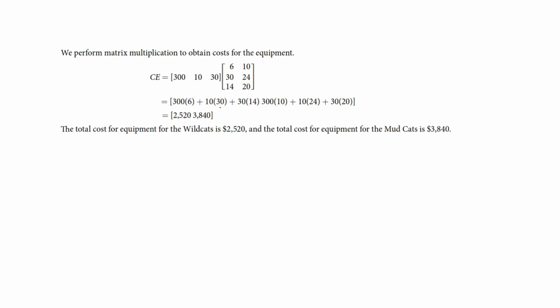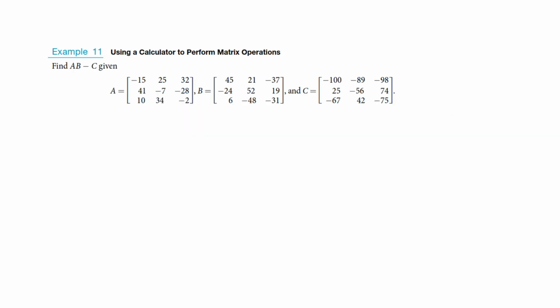So I think we've got it worked here. We're doing the cost of the equipment by both teams being placed into a single matrix. We multiply this through, and we're going to get the total costs for both of the teams. This row times this column is going to get us the total cost for the Wildcats. This row times this column is going to get us the total cost for the Mudcats. Okay? Oh, we got more. I thought we were done.